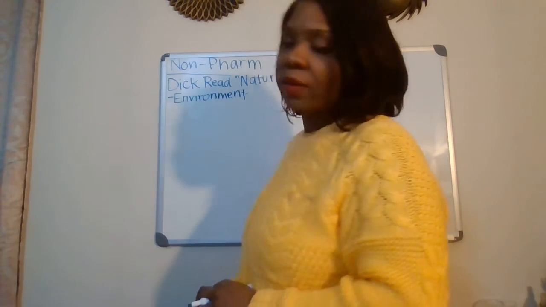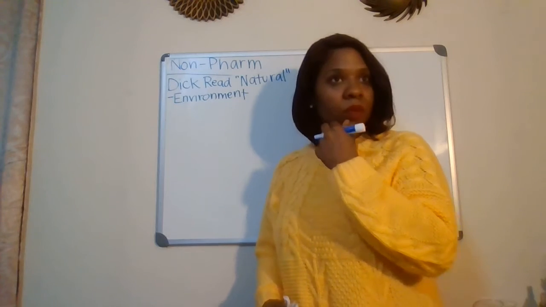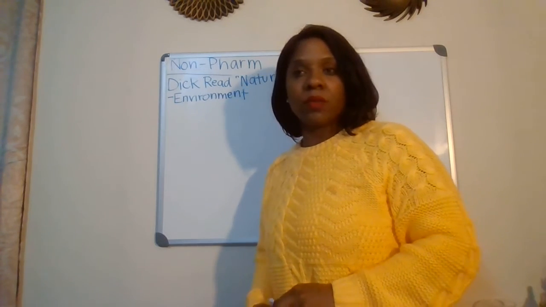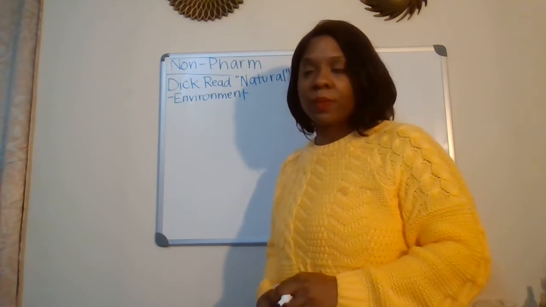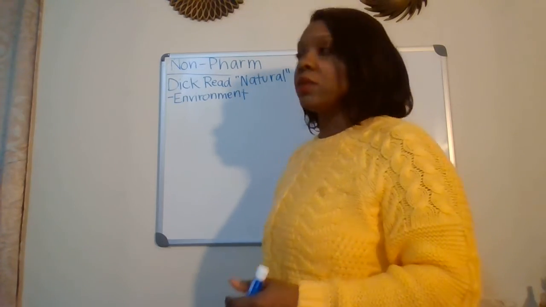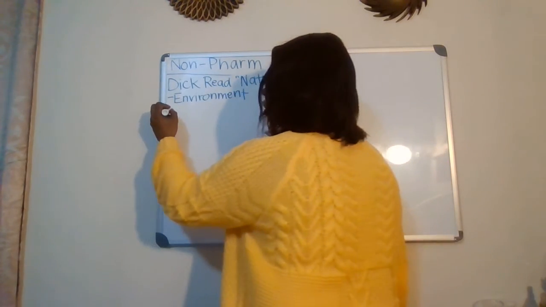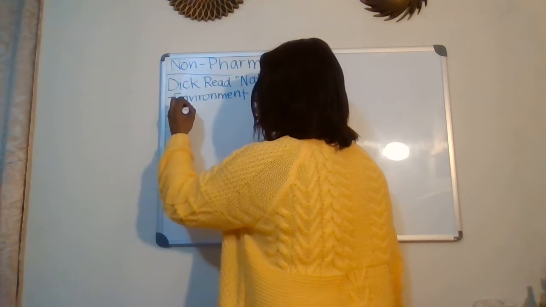Where do you want to have birth? What type of people do you want around you? This has to do a lot with your birth plan. The Dick-Read method also focuses on education. What do you know about childbirth? Did you do your research?